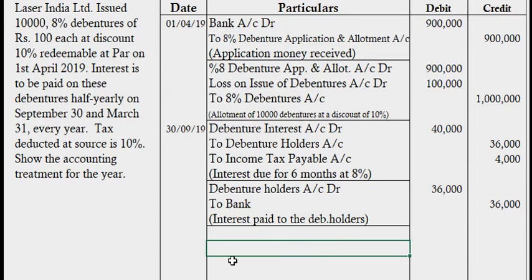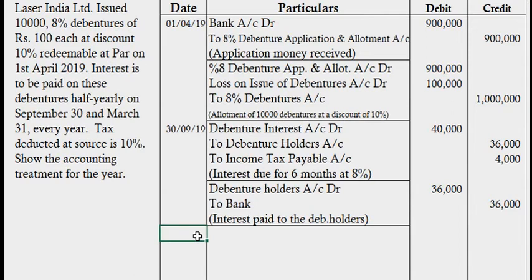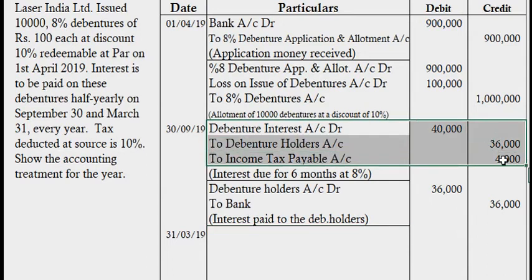In the next case, at the end of this year or at the end of March 31st, the second interest will become due. So 31st March 2019, again interest will become due and we have to make the payment of interest. So the amount and the interest, everything will be the same for every period. So I'm just copying the same case because everything is the same for the next term also.